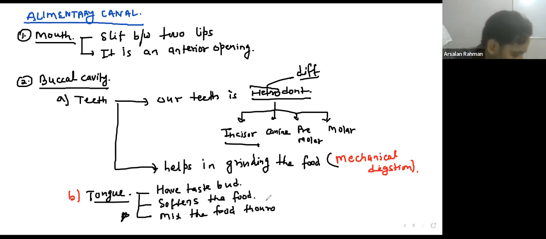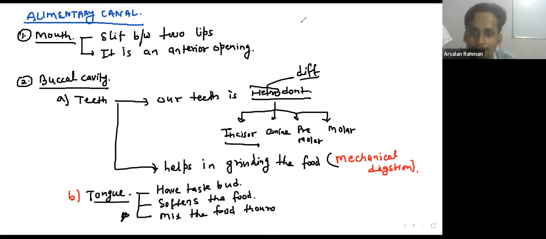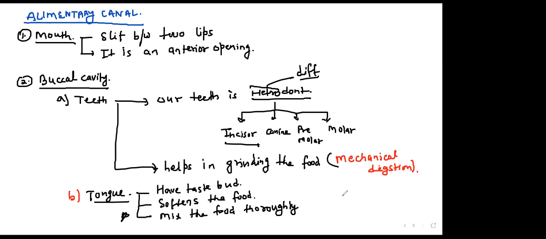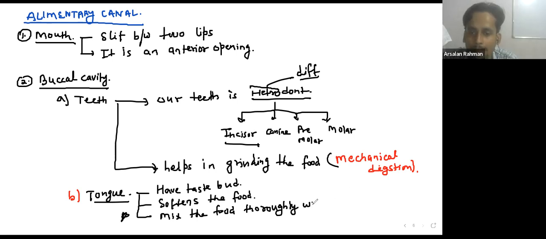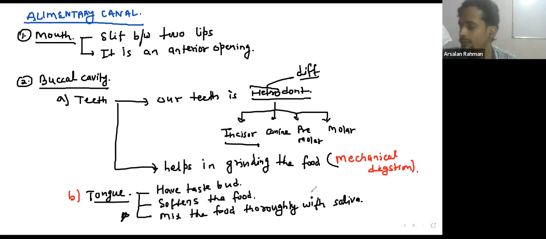What is the spelling of thoroughly? Let me correct it. Mix the food thoroughly with saliva. It's very important. Please write this down. Done? Now the food will enter into what, beta? The food will enter into the esophagus.